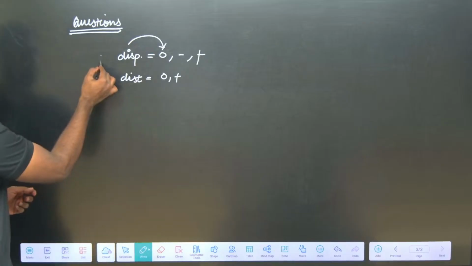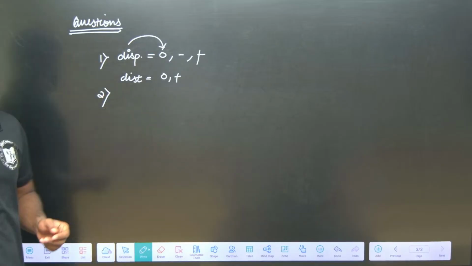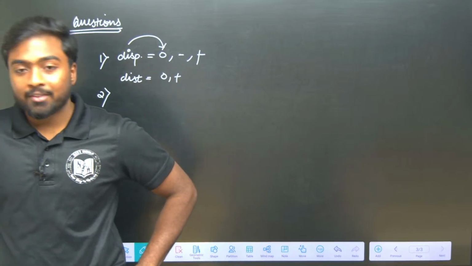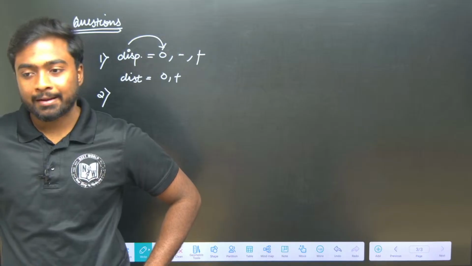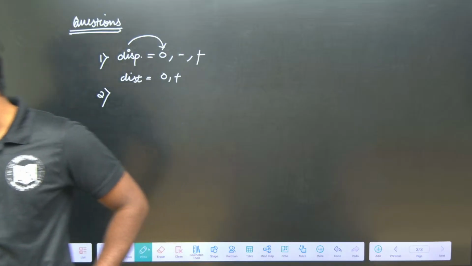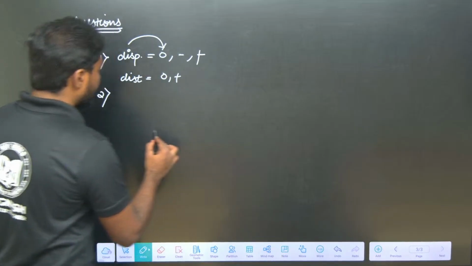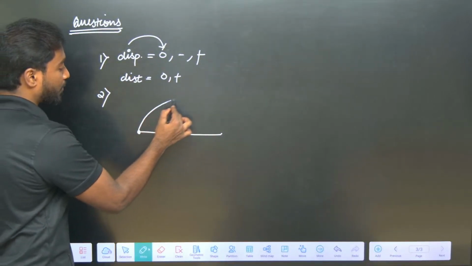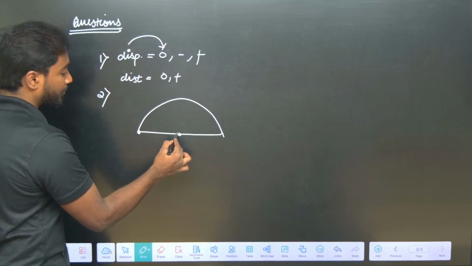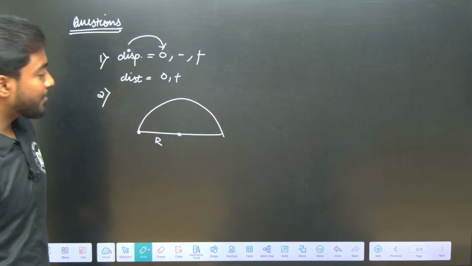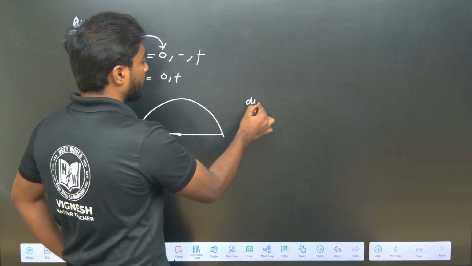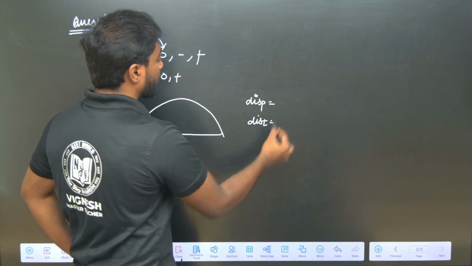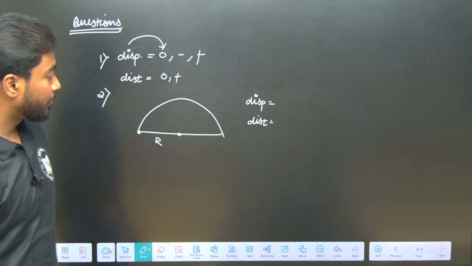This is the first question. Second question, let me read that question. A particle covers half of the circle of a radius r. What is the displacement and what is the distance of the particle?